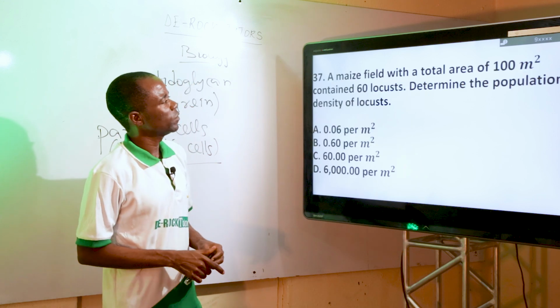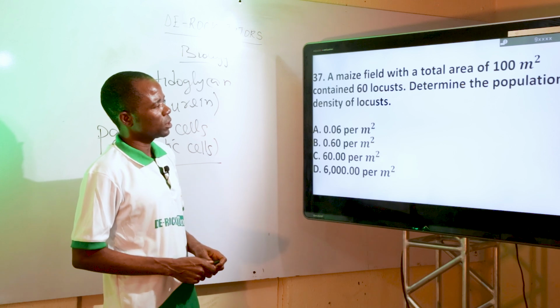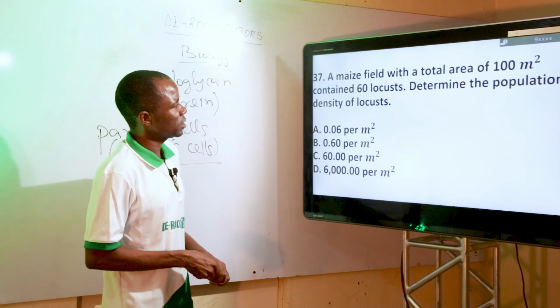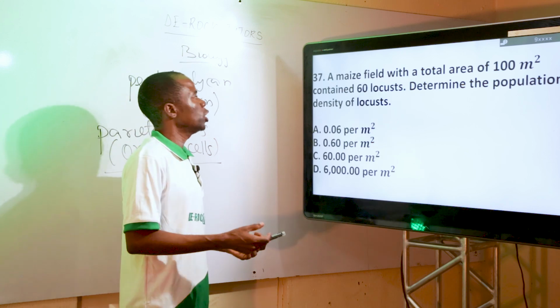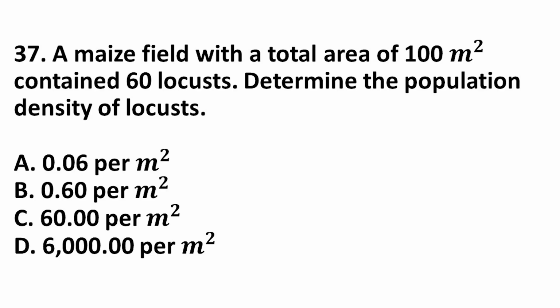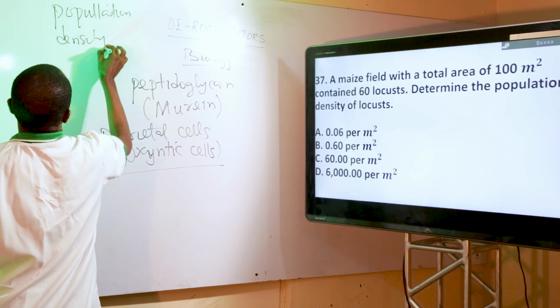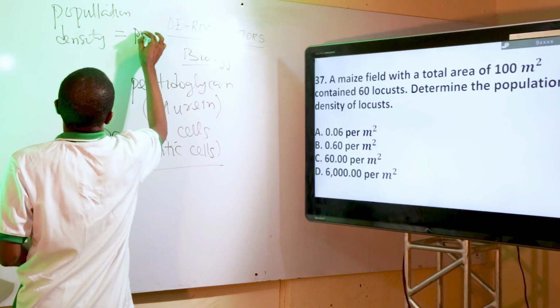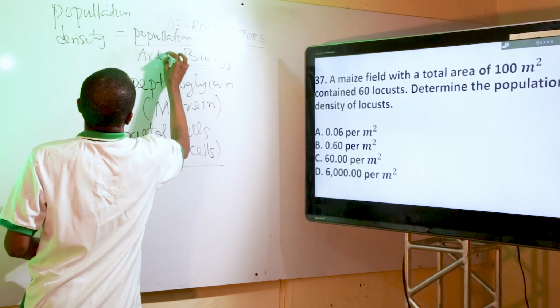Let's look at number 37. A maize field with a total area of 100 meters squared contains 60 locusts. We know locusts are pests. Determine the population density of locusts. We know by simple definition, population density is the population divided by the area.